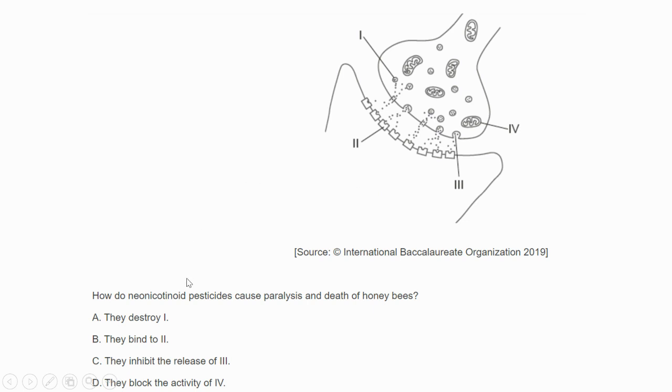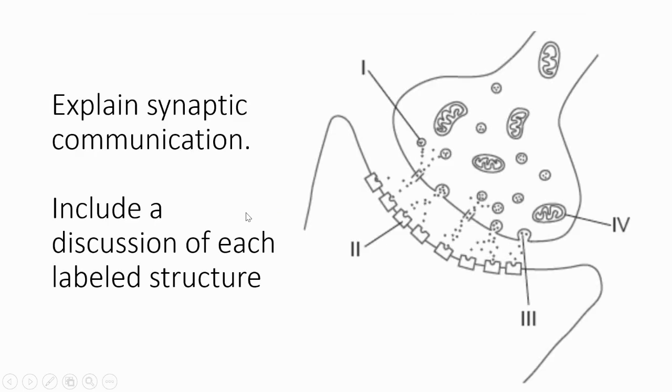Let's talk about C and D though. C, they inhibit the release of number 3. Well, they don't inhibit the release of the neurotransmitter. Instead, they block the function of the neurotransmitter. The cells may still be releasing acetylcholine, but it won't do anything because the receptors are jammed up. D, they block the activity of number 4. What is number 4? Right, it's the mitochondrion. No, they have nothing to do with mitochondria. So that's the end of that.